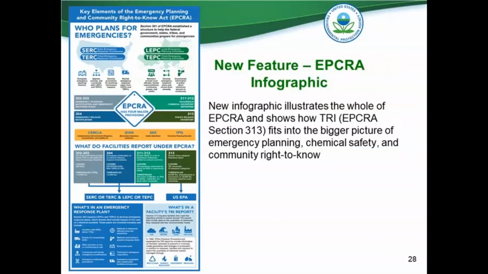I also mentioned that we developed a new infographic that looks at the whole of EPCRA, not just TRI. And so this is a quick little preview of it, which I know is far too small to actually read, but you'll see the real thing on the website. And this infographic tries to illustrate the whole of EPCRA and shows how TRI, which is EPCRA Section 313, fits into the larger picture of emergency planning, chemical safety, and community right to know, as illustrated by the other sections of EPCRA and what they cover.